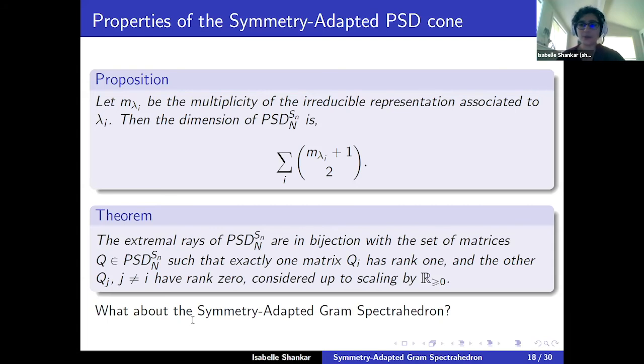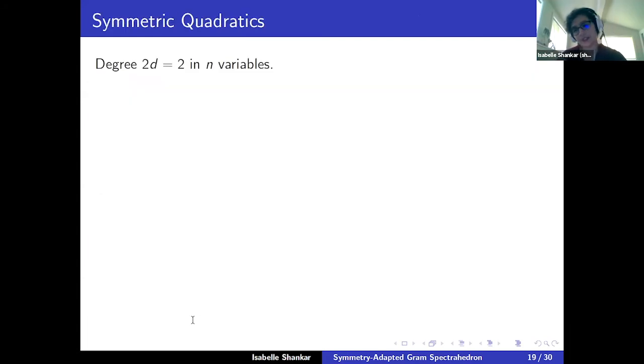Right? So what are the properties of those symmetry adapted Gram spectrahedra? Well, we have to look at particular n and d in this case, so that's something I was talking about earlier. And so that's what we did. We looked at particular cases of number of variables and degree. And I'm just going to go through a few of the ones that we talked about in the paper.